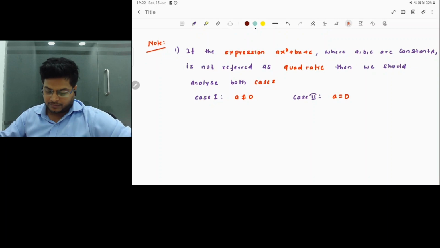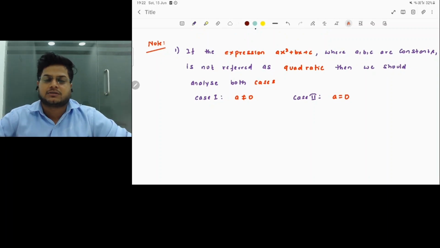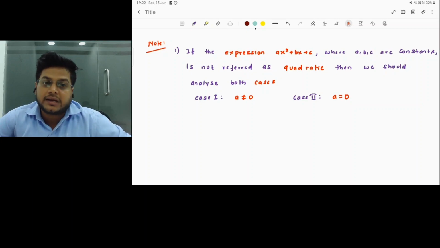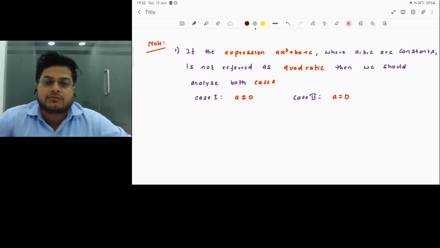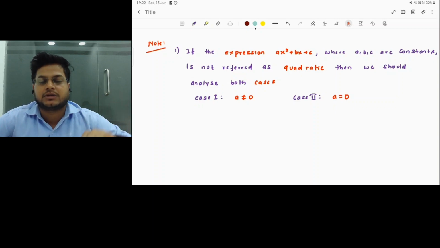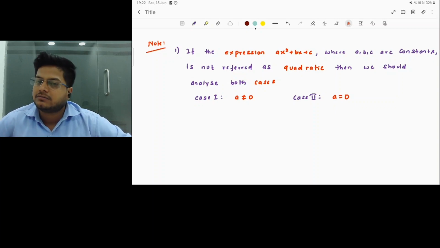Okay. Simple thing is, when you're reading the question and you see an expression like x square plus bx plus c equal to 0, don't directly jump to the conclusion that it is a quadratic and start solving. See whether the word quadratic is mentioned or not. If it is not there, then you have to solve both the cases. In case it is mentioned, then be happy, go ahead by treating it as a quadratic and solve.